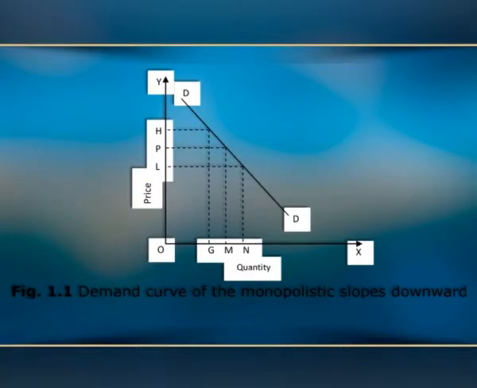Consider figure 1.1. DD is a demand curve facing a monopolist. At price OP, the quantity demanded is OM. Therefore, he would be able to sell OM quantity at price OP. If he wants to sell a greater quantity ON, then he will have to lower the price to OL. If he restricts his quantity to OG, price will rise to OH. Thus, the problem faced by a monopolist is to choose a price-quantity combination which is optimum for him, that is, which yields him maximum possible profits.